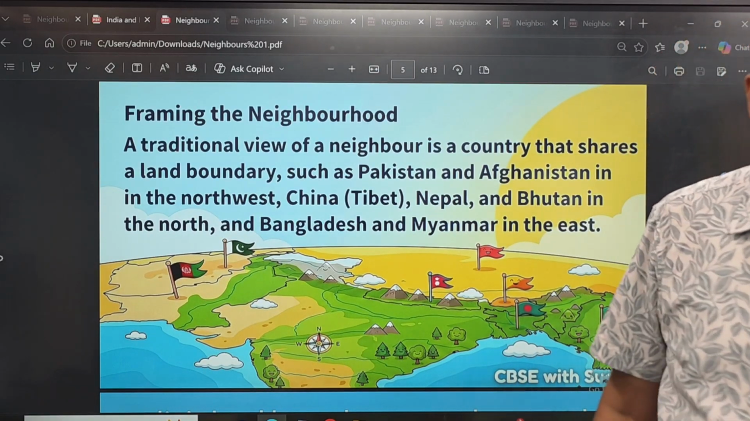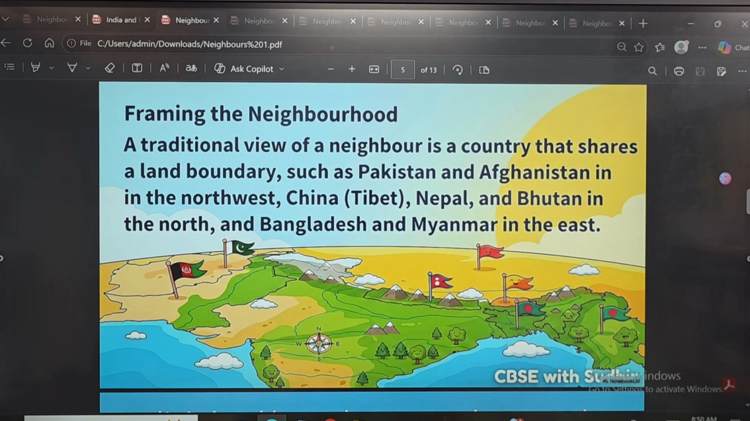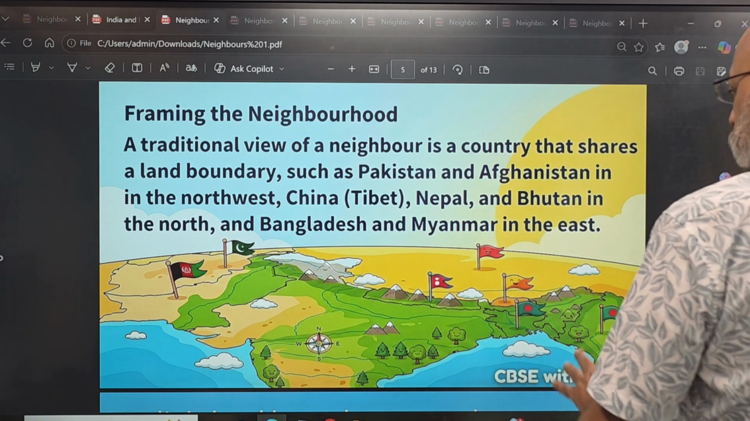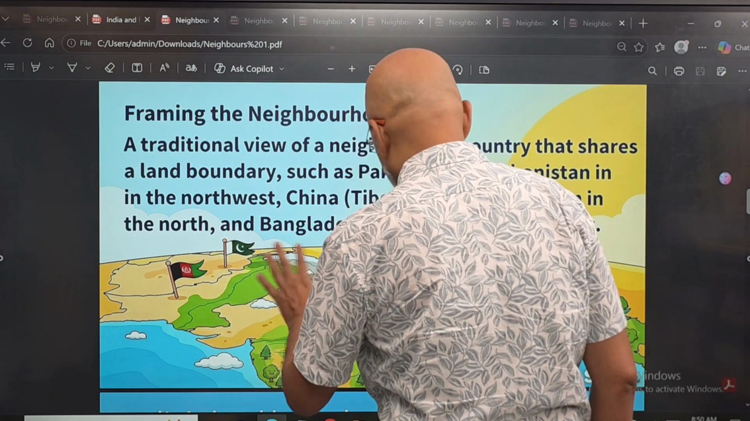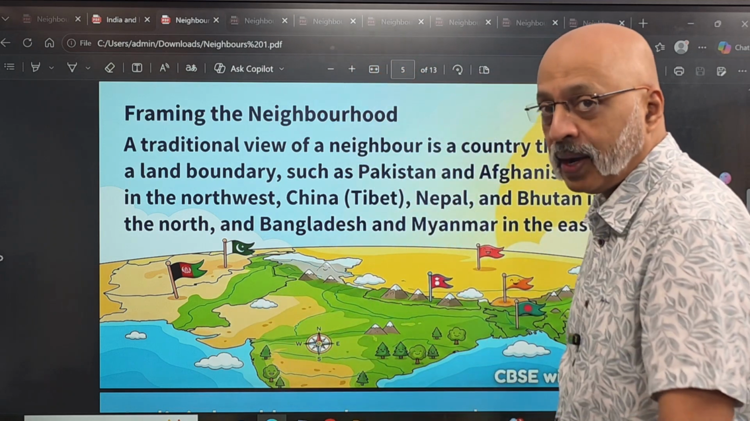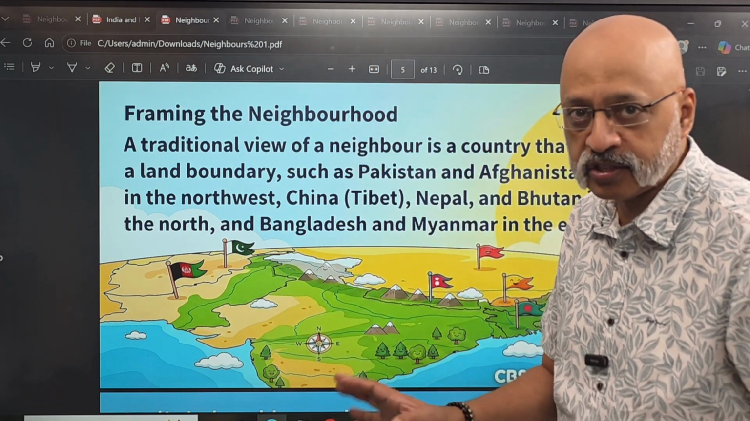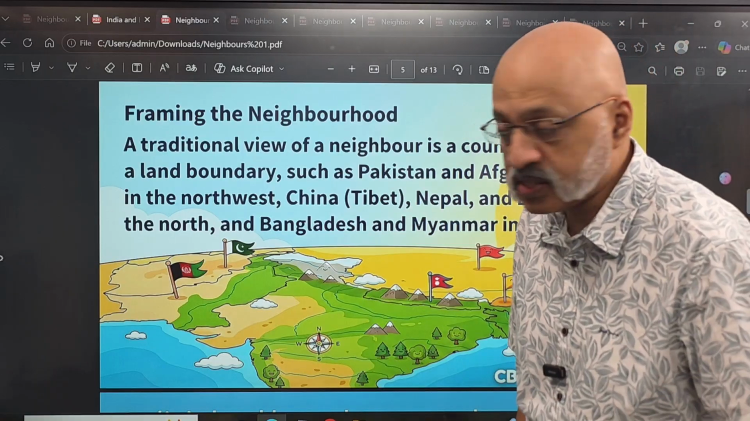Now let's first start with framing the neighborhood. What exactly do we mean by this particular phrase? The map, the flags put on the maps are not very accurate, so don't go by that, right? Actually, Pakistan should have been here, and the maps are not very accurate, so don't go by that, because AI generated illustrations are not 100% accurate.